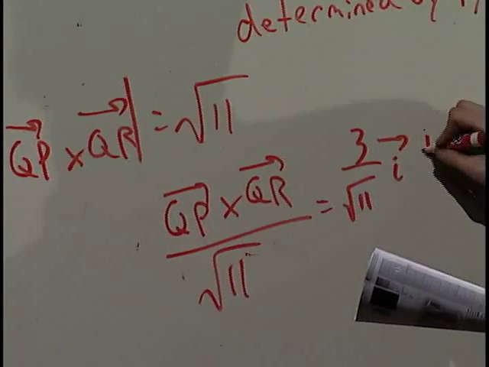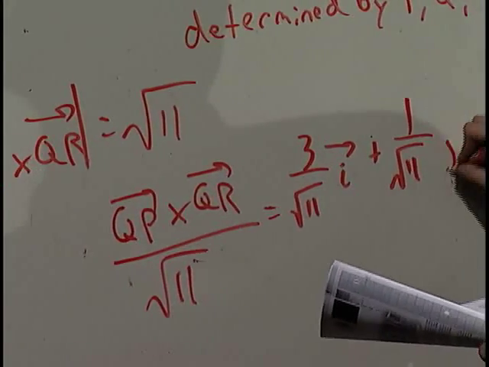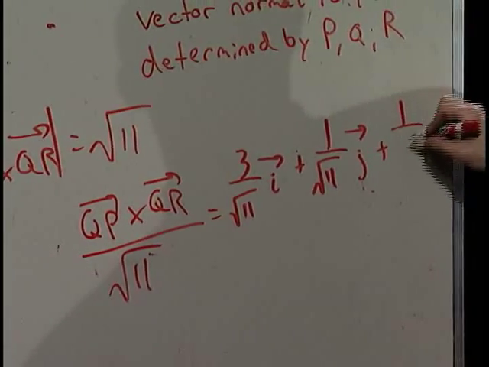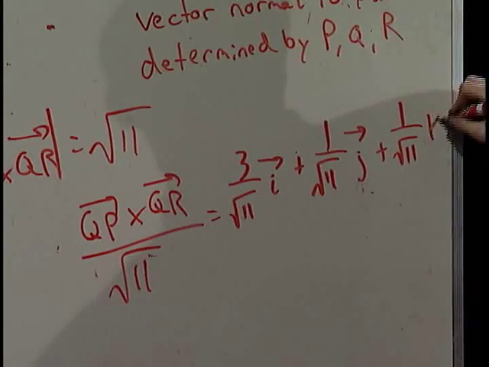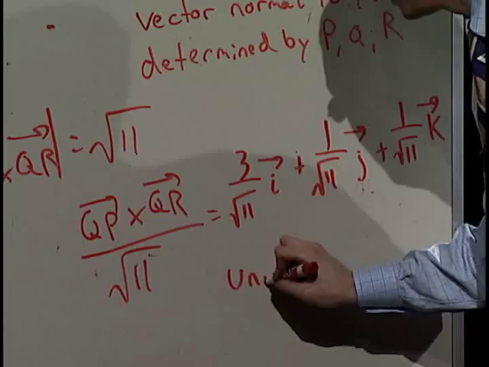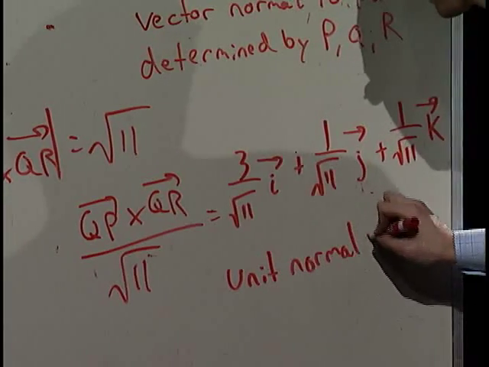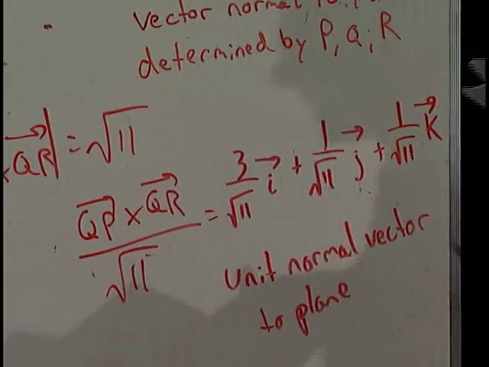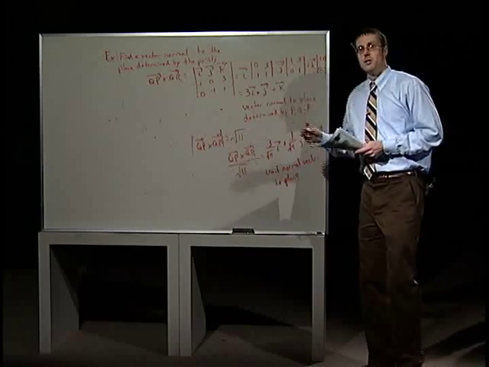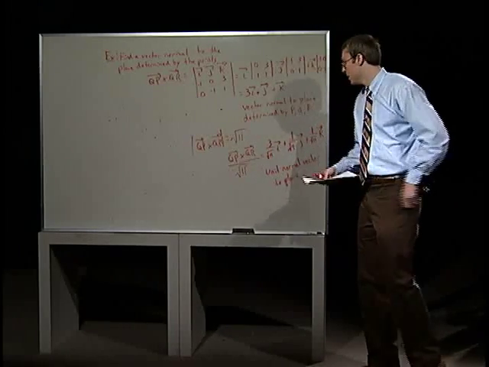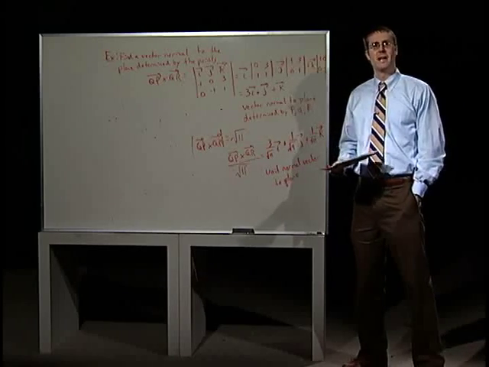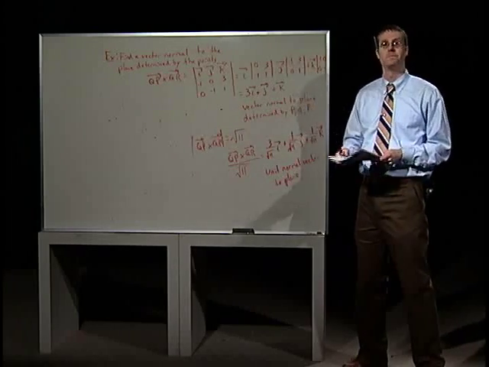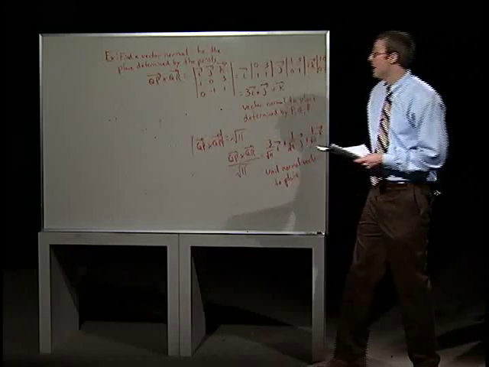i plus 1 over root 11 j plus 1 over root 11 k, and this would be a unit normal vector to the plane. And in fact, generally, when we're discussing cross products, we think about the vector in question as being a unit normal vector, a vector of length 1. So this normal to the plane, it's length 1, everything is good there. Okay, so there's our normal vector.